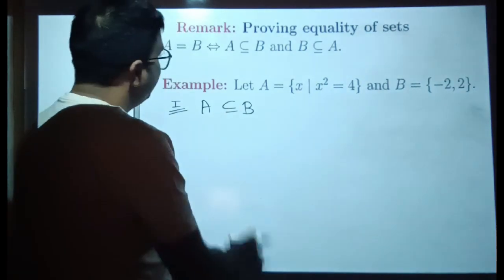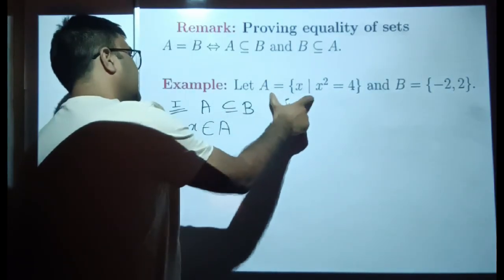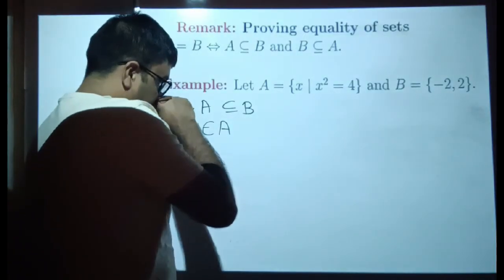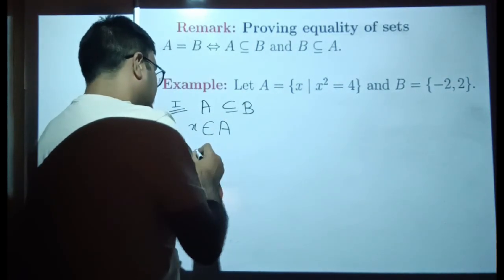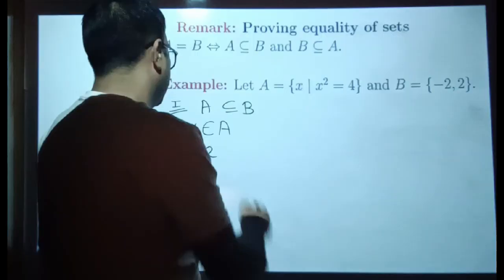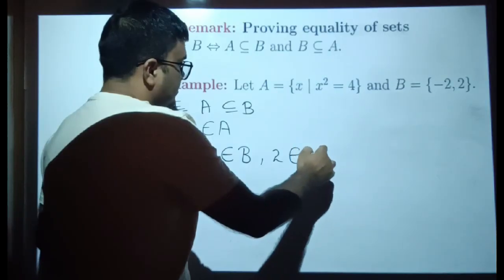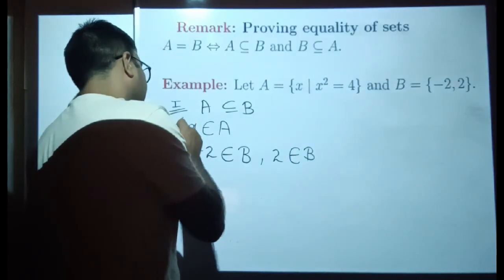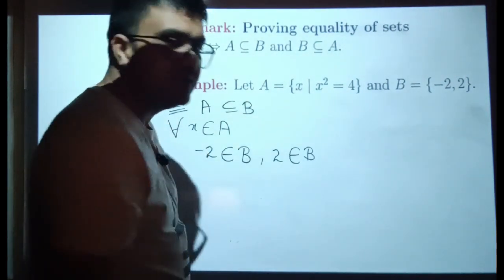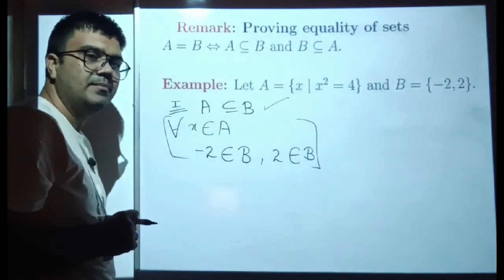So if we want to prove A is a subset of B, what are we going to do? We are going to take x belongs to A. We are going to consider an element from this set A. So of the elements of this set, one element is minus 2, and that element belongs to B. Another element we have is 2, it belongs to B. So what we obtain is that for all x belongs to A, x belongs to B. So from this result we conclude that A is a subset of B.